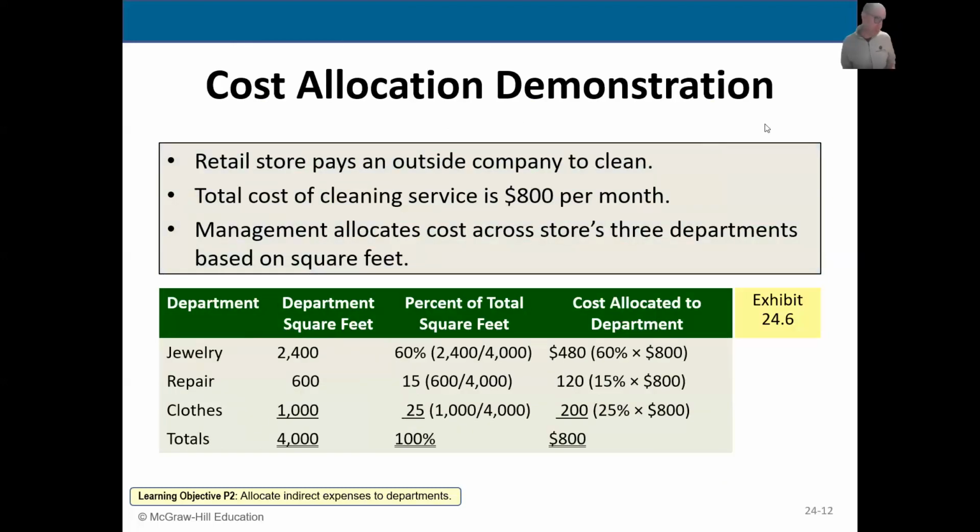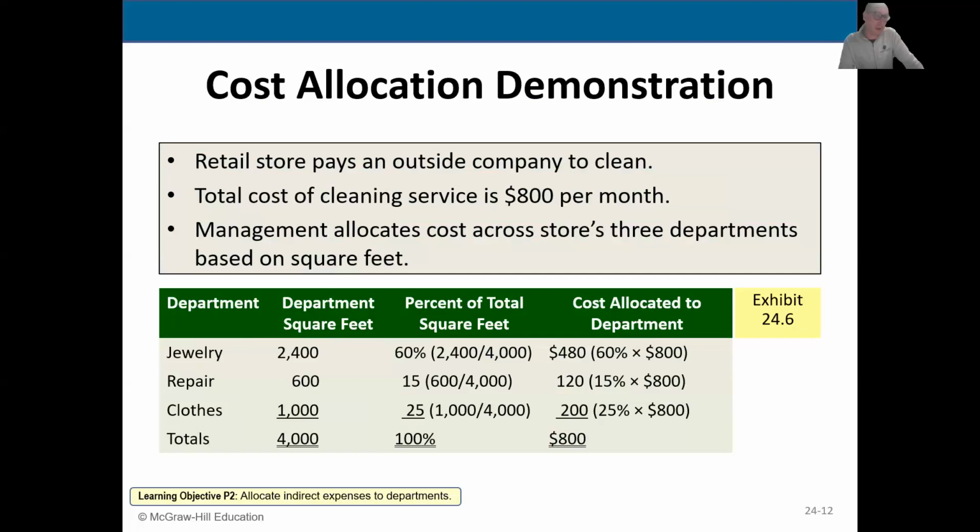So here's Macy's. Okay. 800 a month is probably more like 800 a day, but that's beside the point. It's probably more, but keep our example easy. Macy's, we have our store, okay? We contracted with a company to come clean the store. They charge us 800 a month. Great. So we need to allocate the cost of the cleaning service to each department. How do we do that?